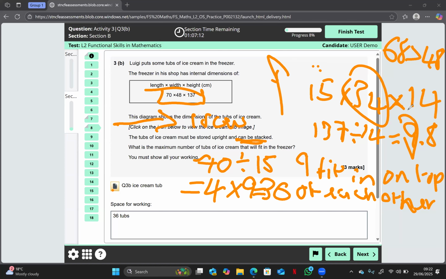Now, we know that the length is 70, so we do 70 divided by 15 like I've done here to see how many rows there can be going that way, because that's the length. 70 divided by 15 is 4.7, which means there can be four whole ones. Then we multiply the stack number, which is nine, times the number of rows, which equals 36. So there can be 36 tubs in total.